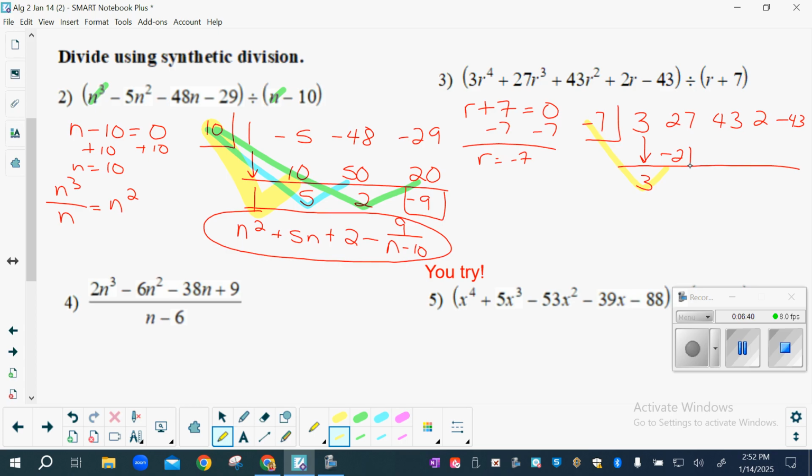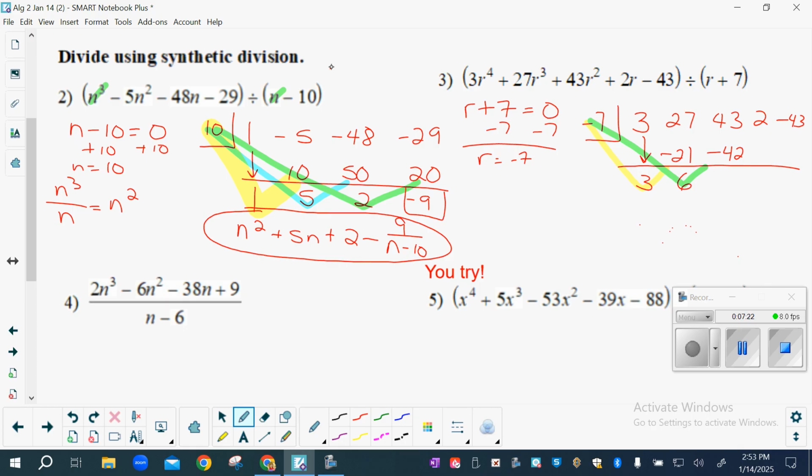What do those two add up to? 6. And then we're going to take negative 7 times 6. What does that multiply to? Negative 42. So now we add these. What do they add up to?